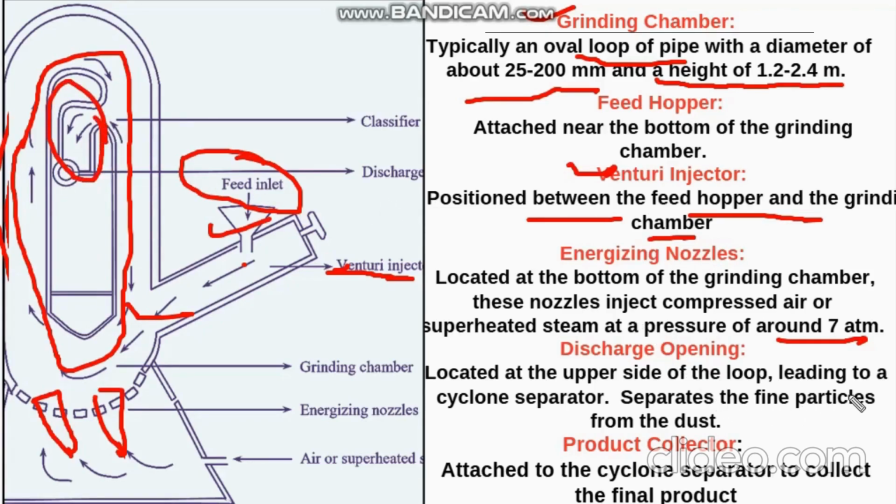Leading to a cyclone separator. Here is another device, called a cyclone separator, to collect the dust particles or very fine particles. And the next one is the product collector, also attached to the cyclone separator to collect the product, or you can say the receiver. We are going to collect the powder particles in the receiver.